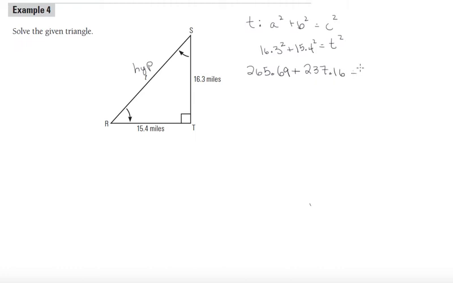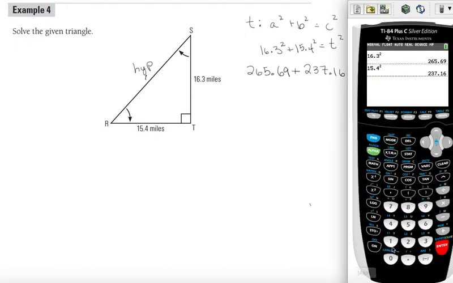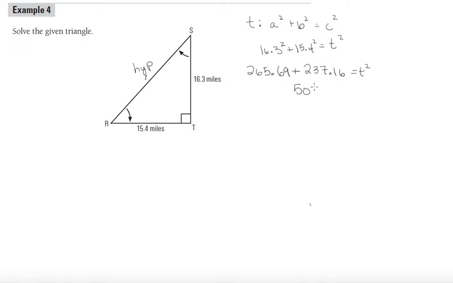So let's add those two together. 265.69 plus 237.16 equals 502.85. So 502.85 is equal to t squared. Remember, we don't want t squared, we want t.